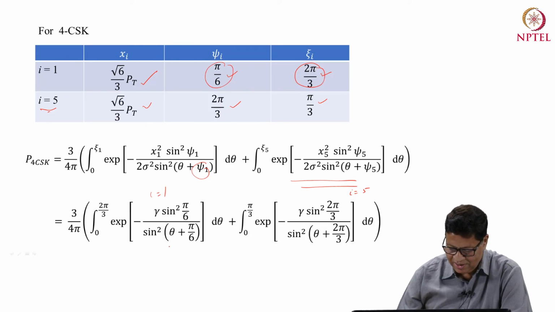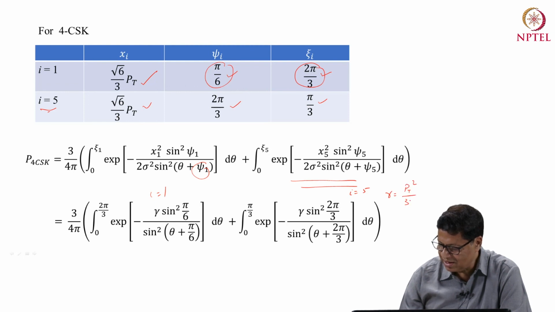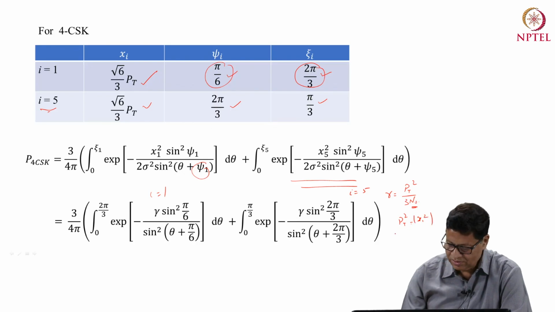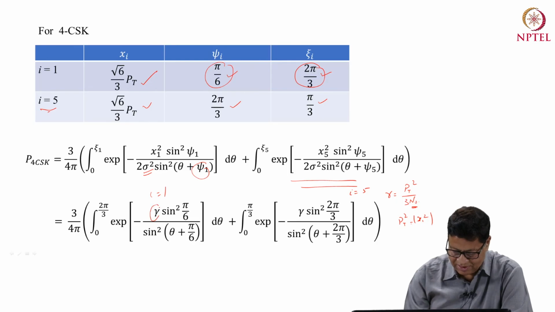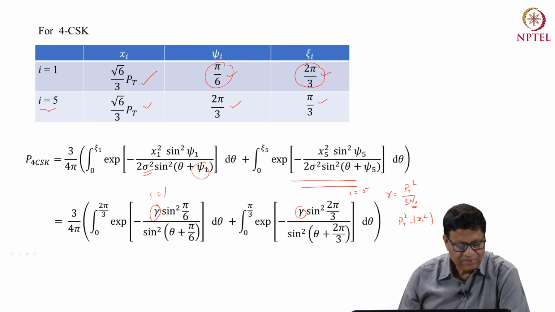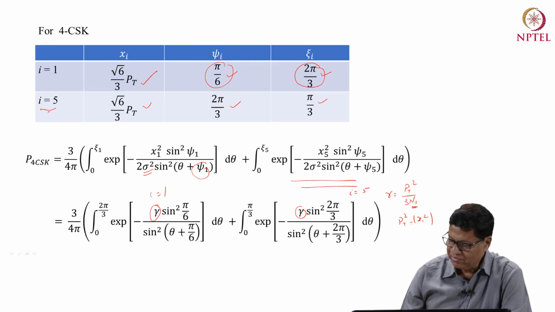Now, the whole thing can be written in terms of gamma, and gamma, remember, it was Pt square divided by 3 N naught, where Pt square is x1 square. So, you can replace this x1 square and sigma square with the corresponding gamma value. This is the gamma value we have introduced. So, this is the probability of error expression for 4 CSK.